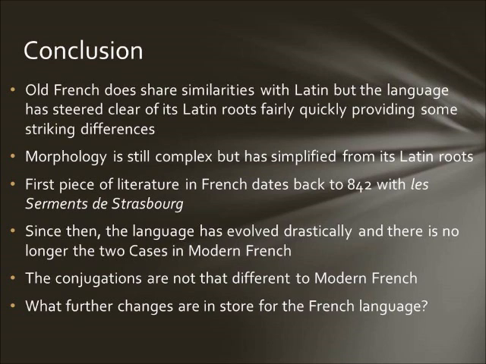The first piece of literature in French dates back way back to 842 with Les Sermons de Strasbourg, and then the second most famous one is La Chanson de Roland in 1080. And since then the language has evolved drastically and there is no longer the two cases in modern French. And then the conjugations, as I showed for the present tense, are not that different from modern French. And who knows what further changes will be in store for the French language.